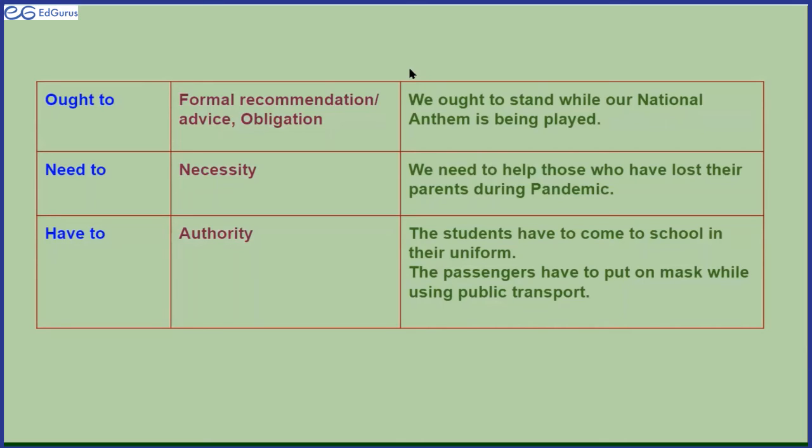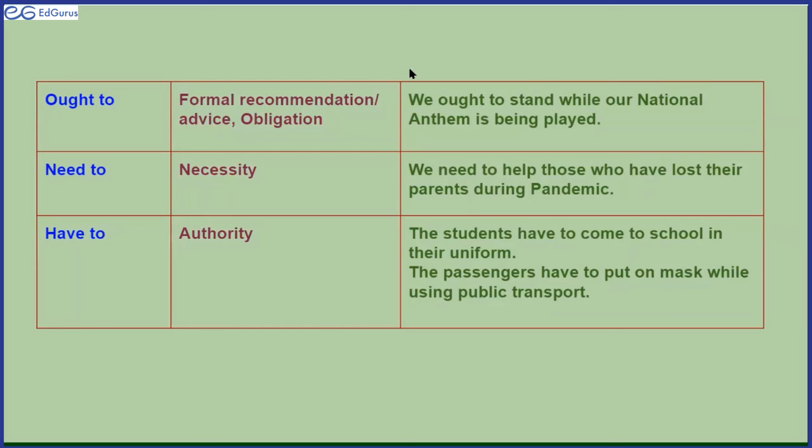Clear? Yes. The next is need to. Need to expresses necessity. Need to expresses compulsion as well. Right? So here it is: We need to help those who have lost their parents during the pandemic. We need to, it is necessary for us to help those. Necessity. You need to come to school with your full bag. It expresses necessity.